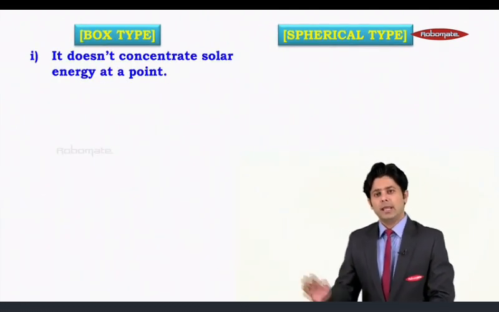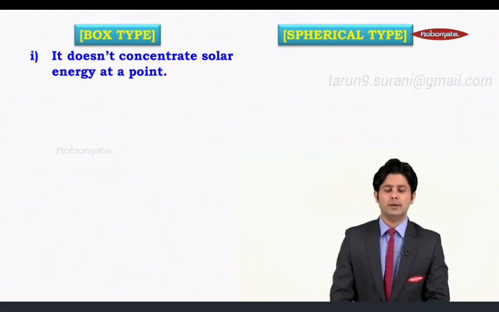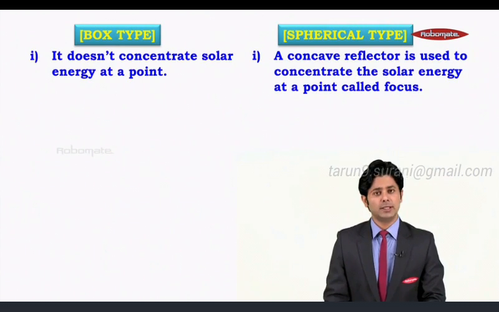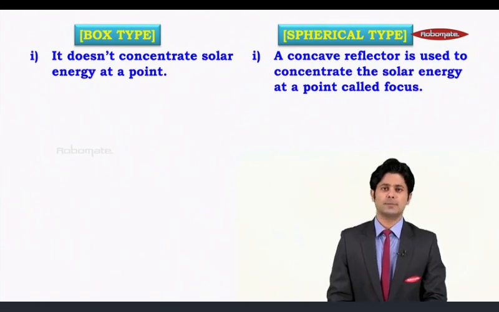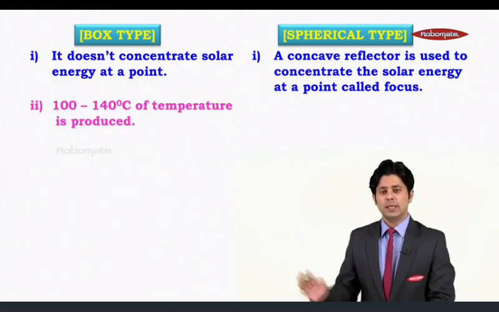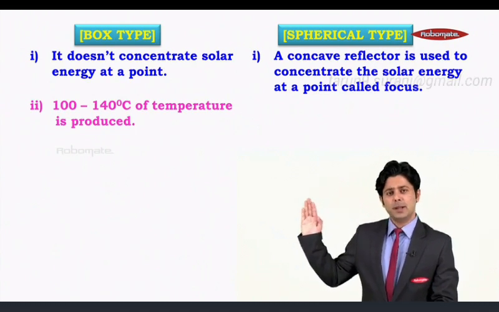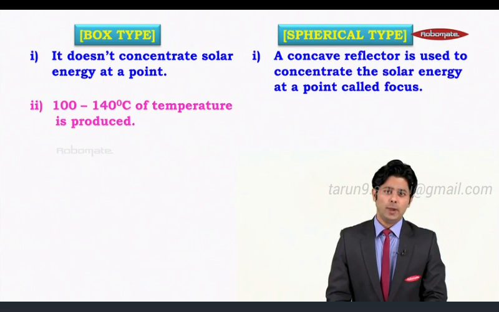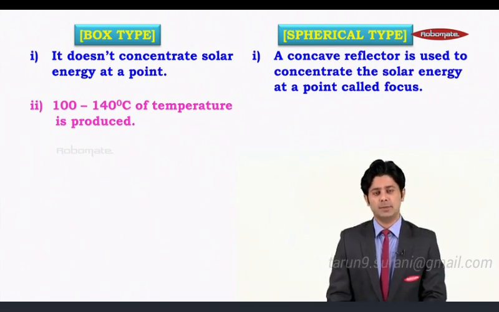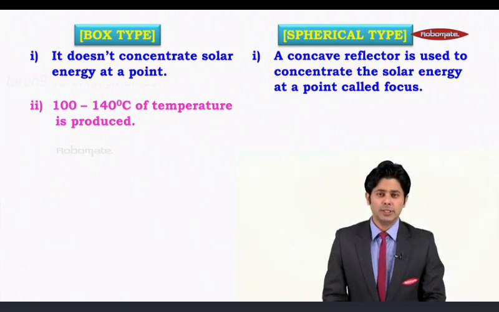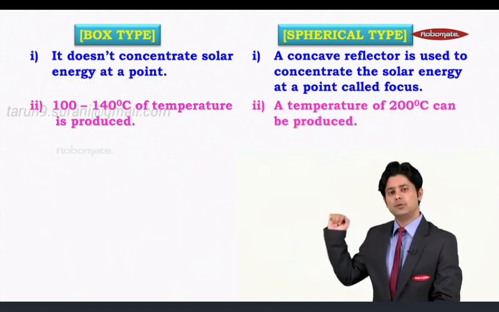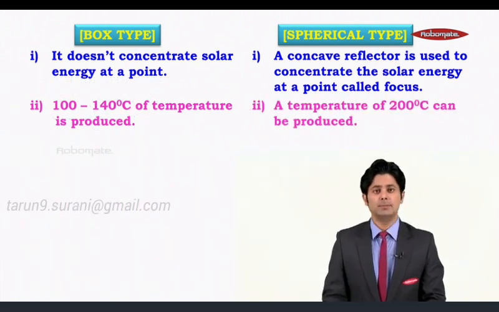The first one doesn't concentrate solar energy at a point, whereas the spherical type does, and that point is called the focus. Next, it creates a temperature of 100 to 140 degrees Celsius, whereas, take a guess, what about the spherical type? Does it gather more energy or less energy? The answer is more energy, and a temperature of 200 degrees Celsius can be produced.